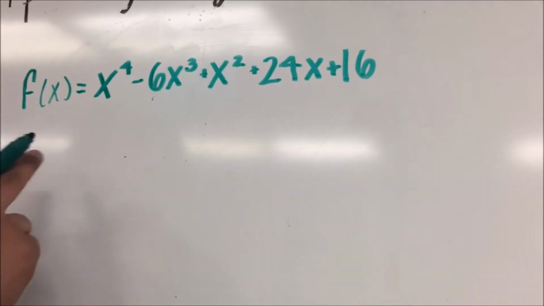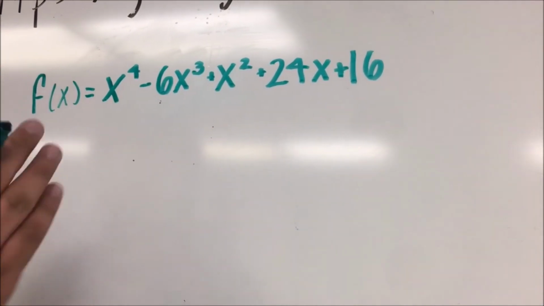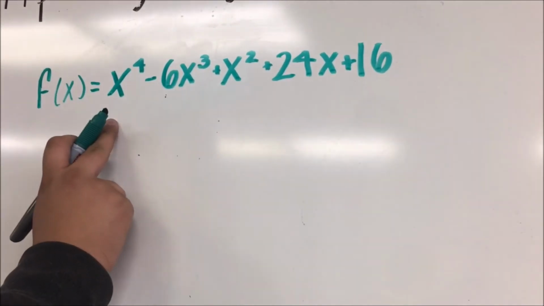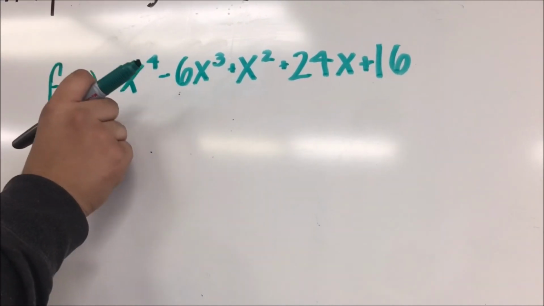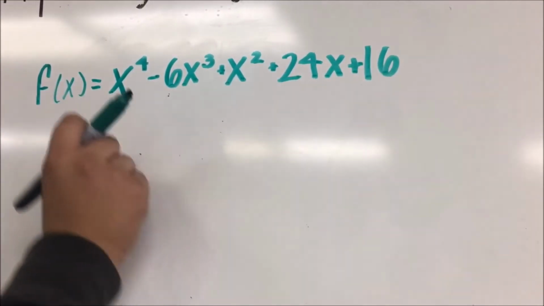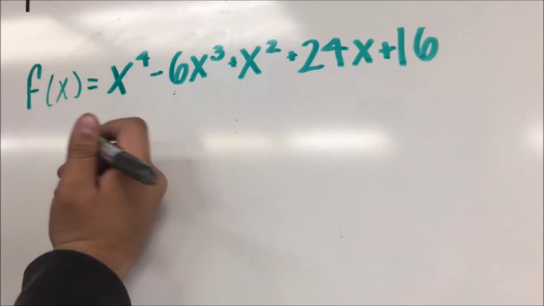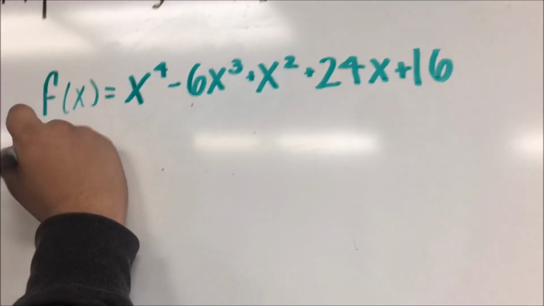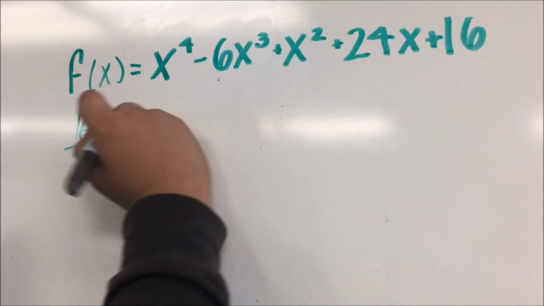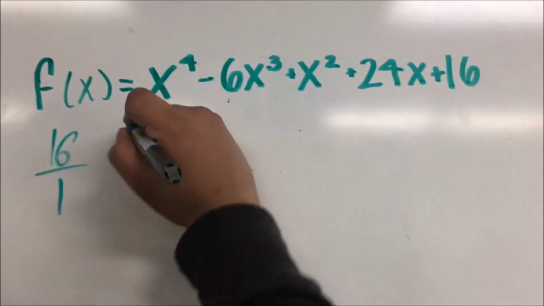So in order to start finding some of the factors for the zeros, you have to use the rational root theorem, which you first find the coefficient of the first factor and the last factor. So the first factor is 1, and the last factor is 16. So you put 16 over 1, or at least for the factors. So you have to find what makes 16 and what makes 1.